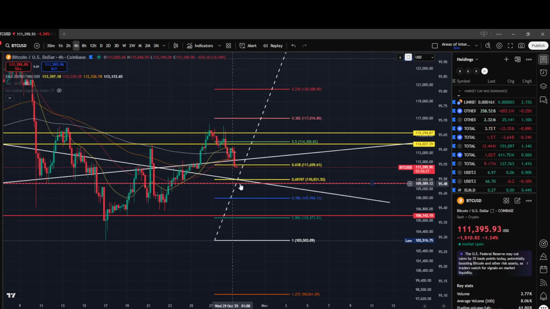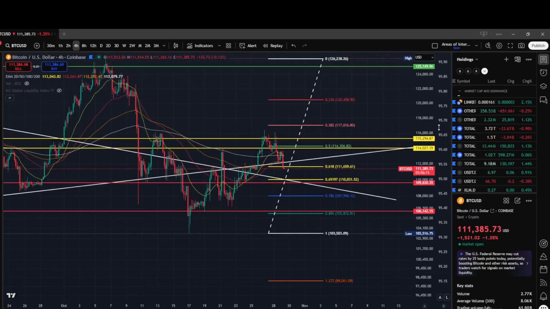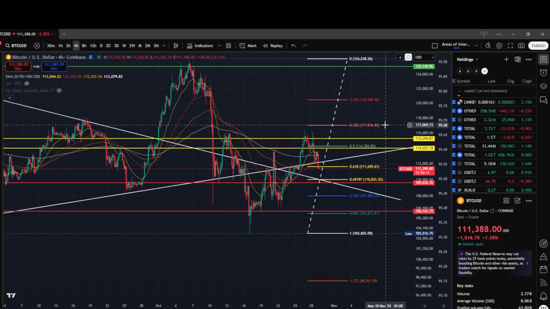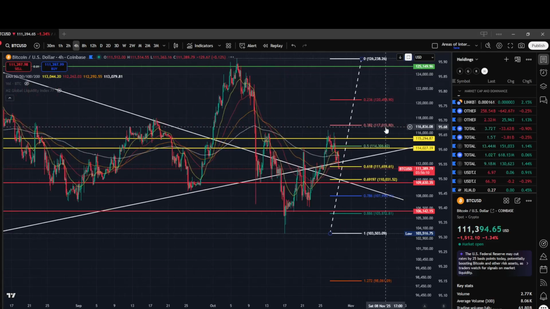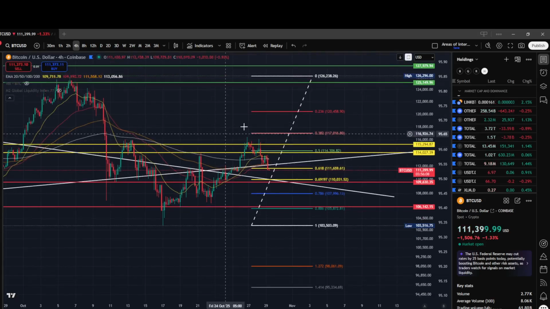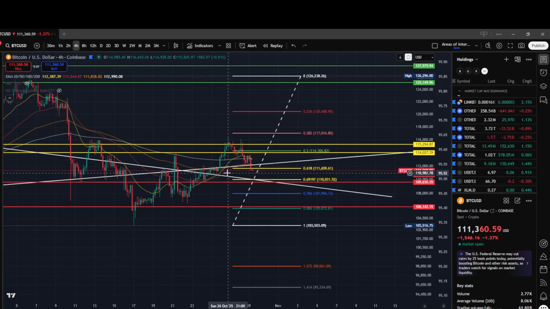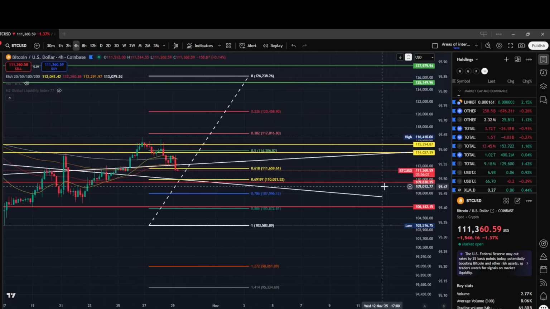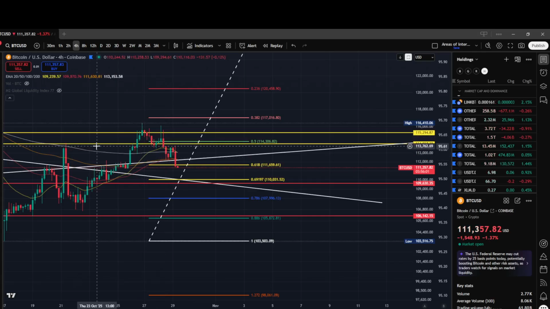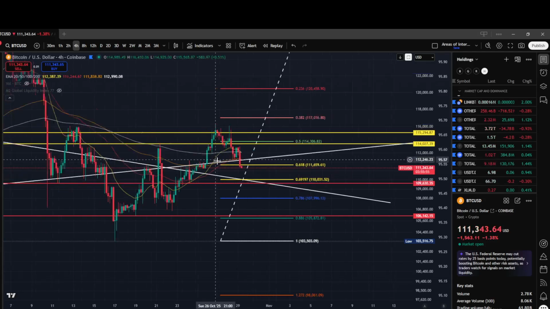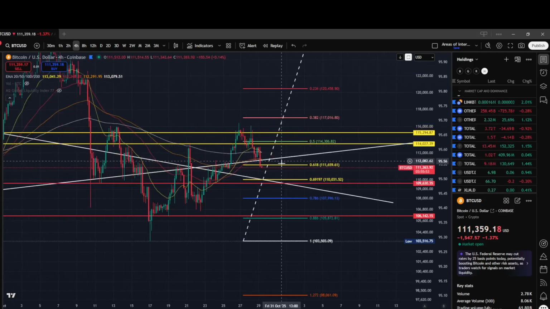Yeah, the 618 really hasn't been something to find support at, so I wouldn't even count that. Just the 117 area. It is the 382 of the overall correction. So where did we find resistance last time? Boom. We did 115. It's 114.207, right next to the 0.5.